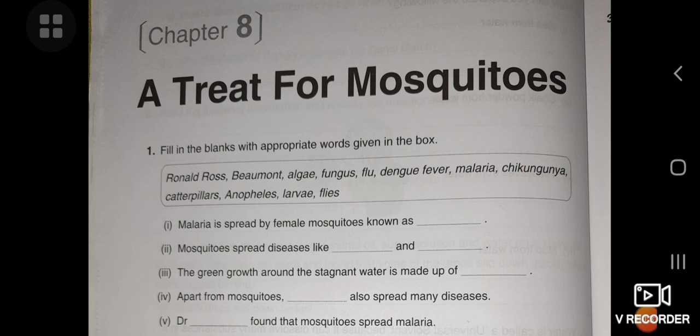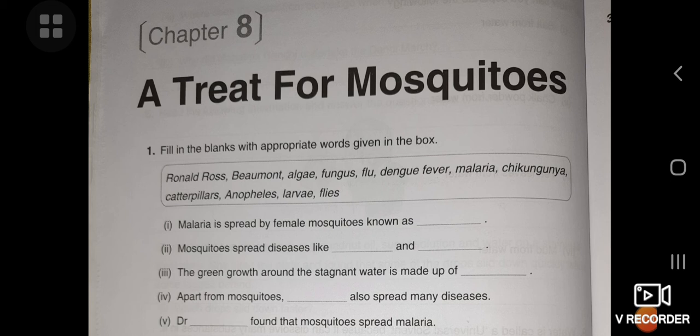So here, after every chapter, I will give you this worksheet as a part of your revision of the chapter, and at the same time you will prepare yourself for the exams. So here is our chapter, A Treat for Mosquitoes. First of all, we have fill in the blanks. Fill in the blanks with appropriate words given in the box.